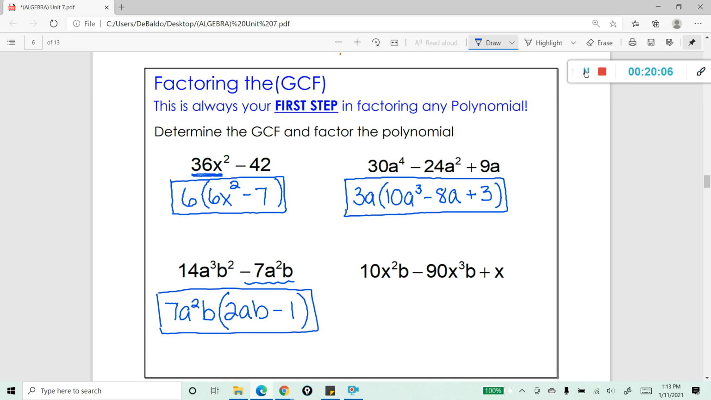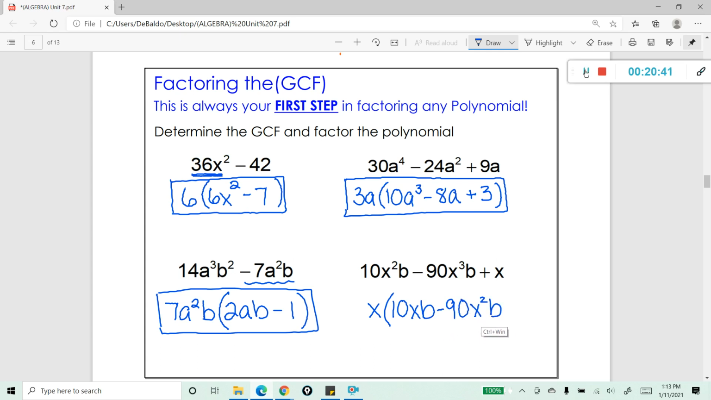Last one here. Okay, let's look at the coefficients first. You can see that I could probably pull a 10 out, but there's not a greatest common factor of 10 in the third term. So it actually looks like I can't pull out a coefficient, but I can pull out an x. So I'm going to go ahead and pull out an x from these three terms. In the first one, I'm going to be left with 10xb. In the second term, I'm going to be left with minus 90x squared b.